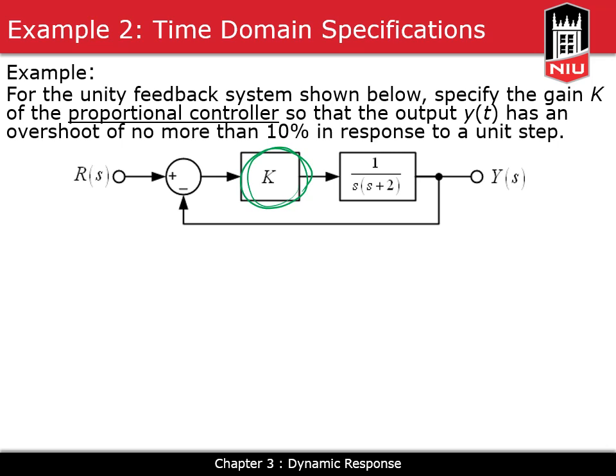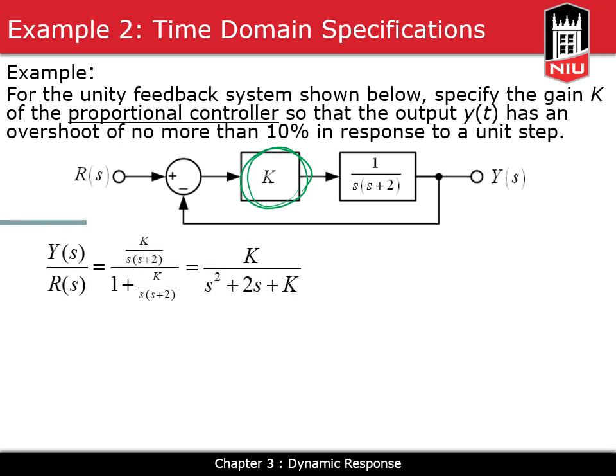We want to first find the closed loop transfer function, then compare that to the standard second order transfer function to find the value of zeta and omega n. Without zeta and omega n, we cannot use our formulas. So these are the first two steps. First, we need to find the closed loop transfer function. You should by now be able to do this quickly.